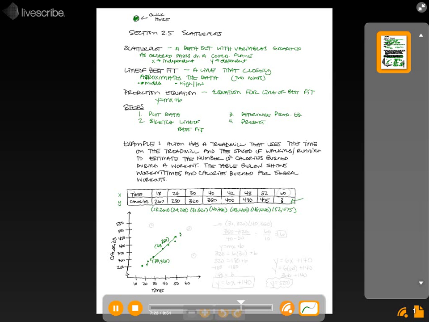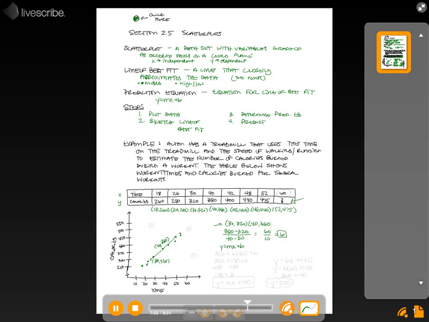Step 3 is to determine the prediction equation. Now to do that, we need to figure out the slope of our 2 points that we picked. We got 33, 320 and 40, 380. So let's figure out the slope. It would be 380 minus 320 over 40 minus 30. That gives us 60 over 10, which is 6. There's our slope. Now we're going to plug it into y equals mx plus b form, solve for b.